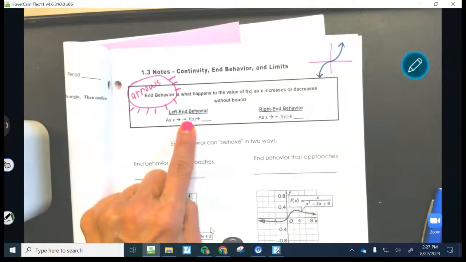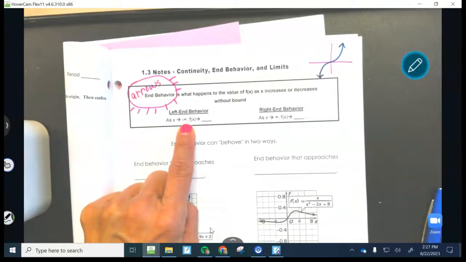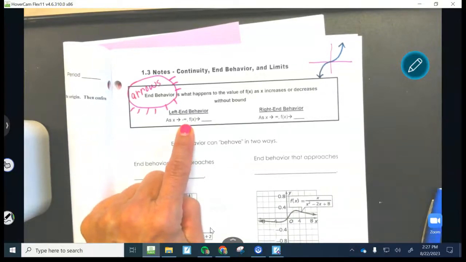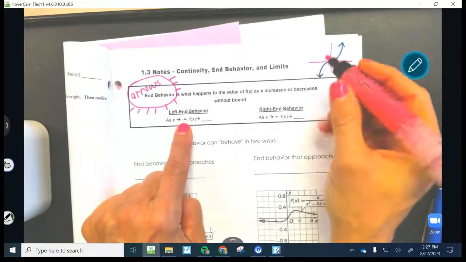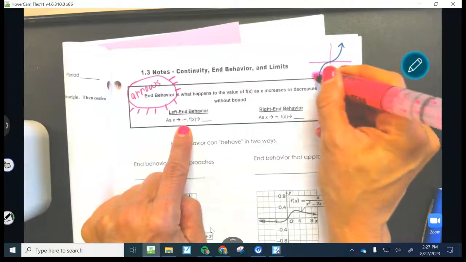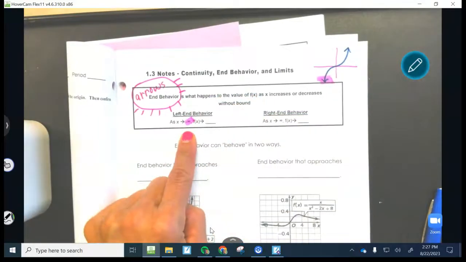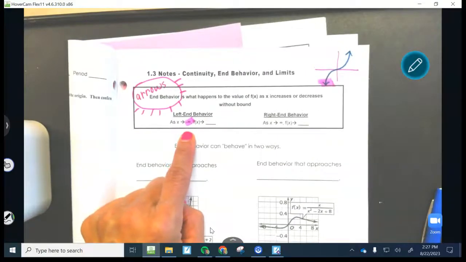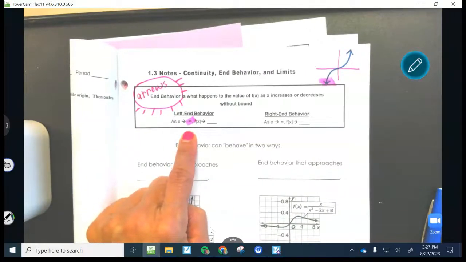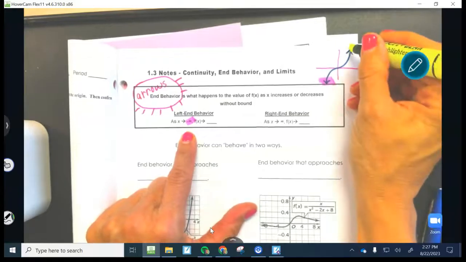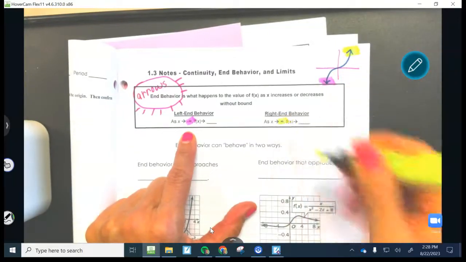Okay, so as we're looking at end behavior, we're always going to look at negative infinity and positive infinity, which is so easy to find. Negative infinity is always the arrow on the left side. Those two go together. Positive infinity is the one that's on the farthest right. So this is positive infinity, so that's going to match this.